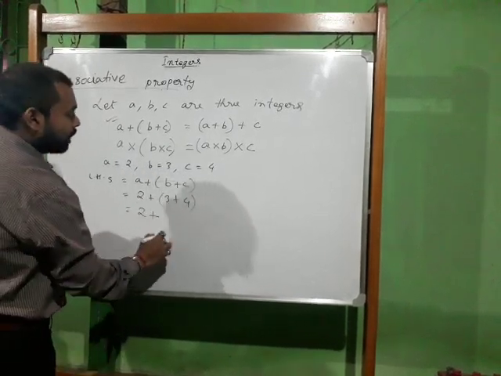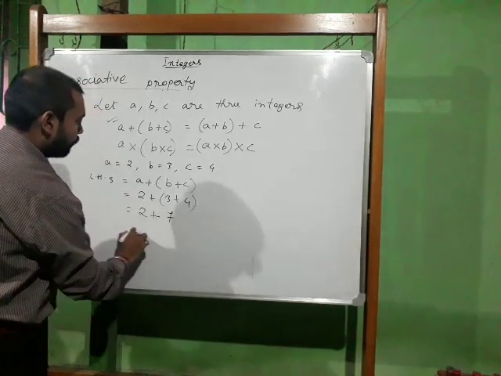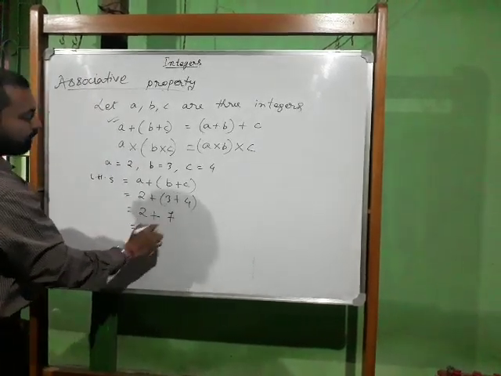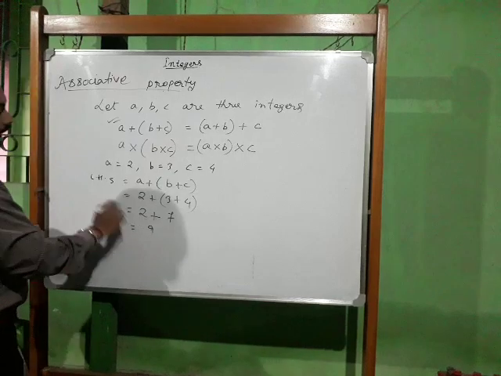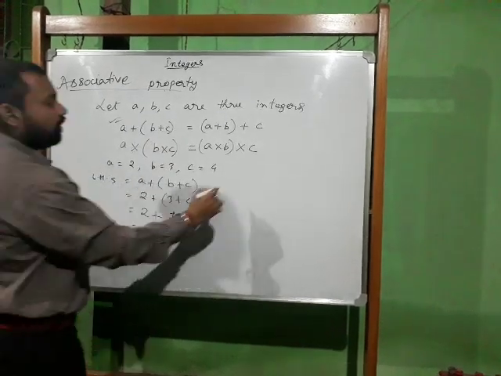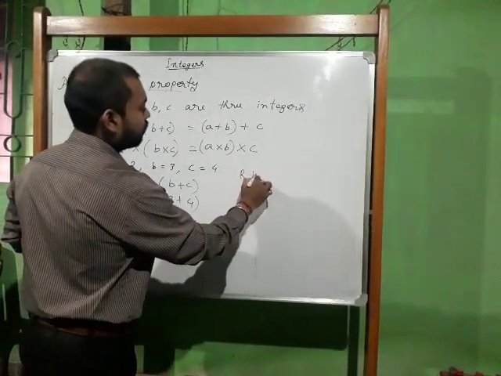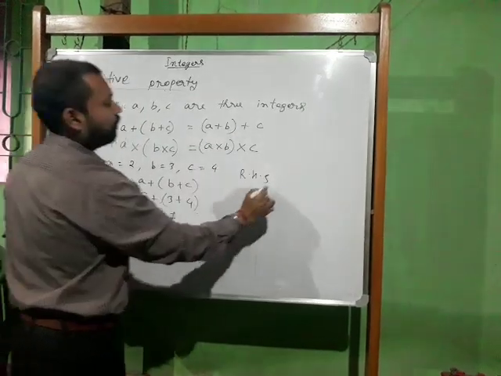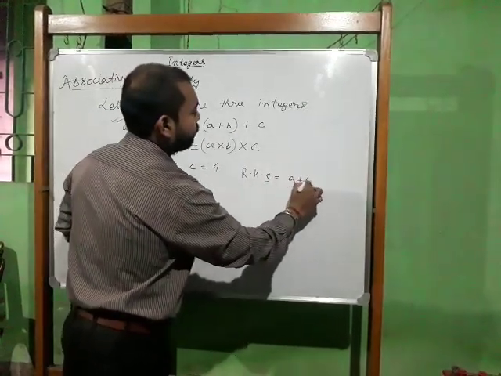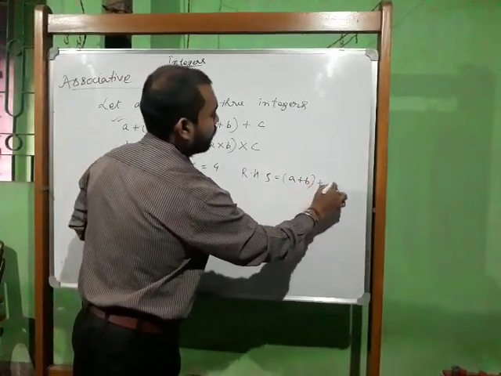So 3 plus 4, it is 7. So now add this 2 plus 7, it will be 9. So on the LHS we have got 9. Now let us do the RHS. So in the RHS, what is there? (a plus b) within bracket plus c.